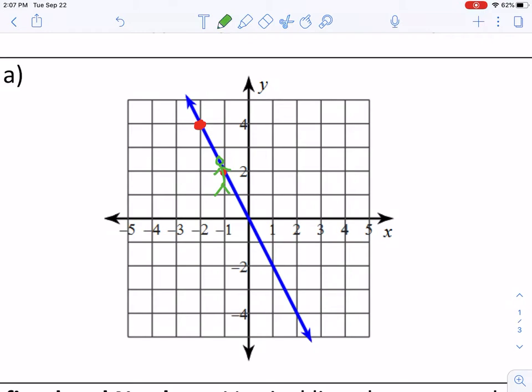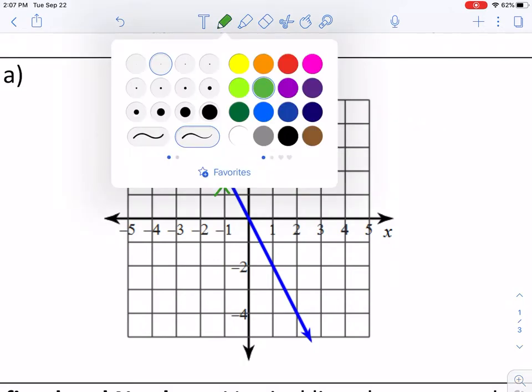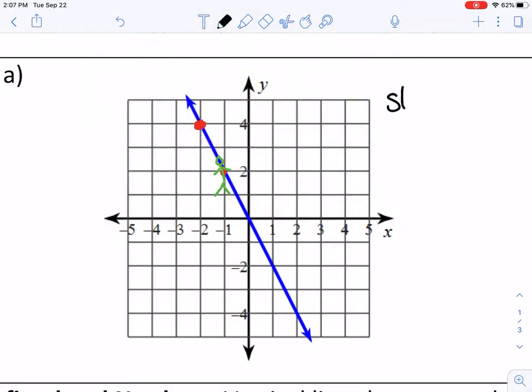For this example, m is interchangeable with slope. I don't think I've covered that yet. But when I say slope, I can also refer to it as m. That is the letter that we use that stands for slope, and we'll be using that more in a second. I went down 2, and then I went right 1. So I went 2/1.